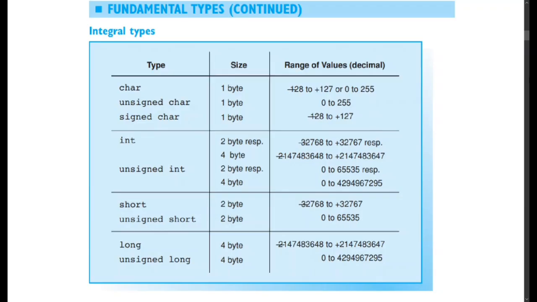If you look at int, it can go from 2 to 4 bytes depending on the size of the decimal number that you want to represent. Or you have the unsigned int, which is only positive values.